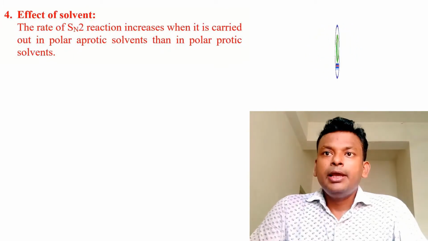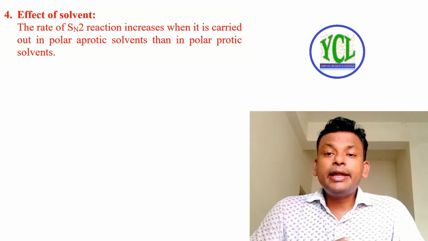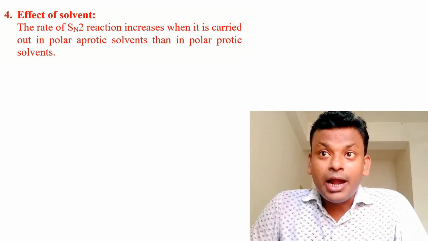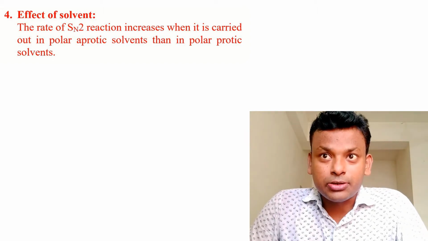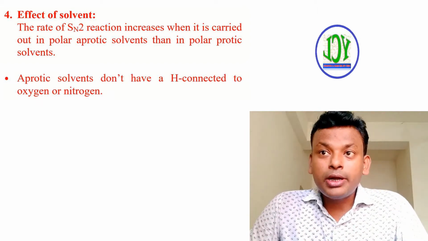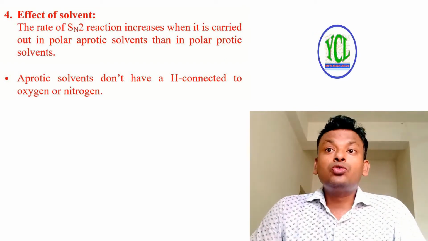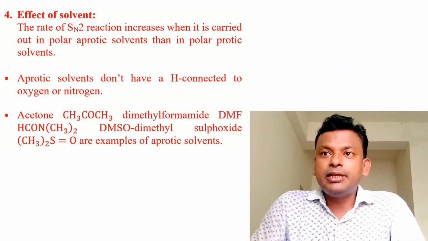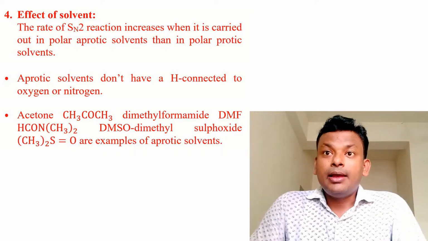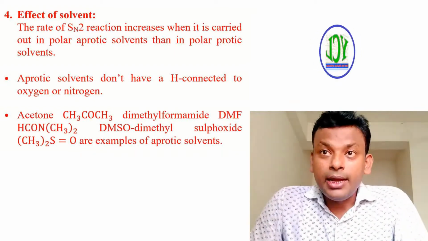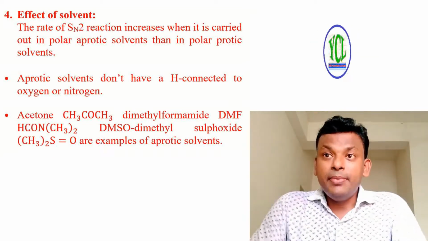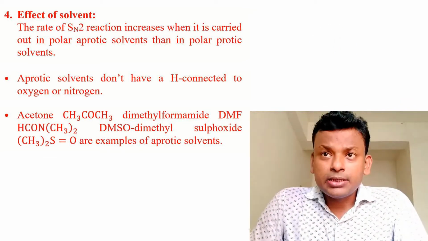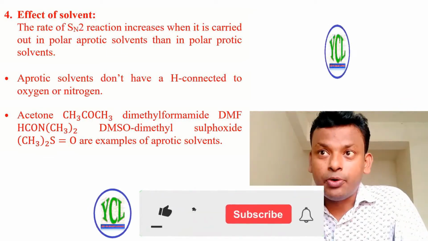Fourth point, effect of solvent. The rate of SN2 reaction increases when it is carried out in polar aprotic solvent rather than polar protic solvent. Aprotic solvents don't have any hydrogen connected to oxygen or nitrogen. Acetone, CH3COCH3, and dimethyl formamide, DMF, HCON(CH3)2, DMSO, dimethyl sulfoxide, (CH3)2S=O, are examples of polar aprotic solvents.